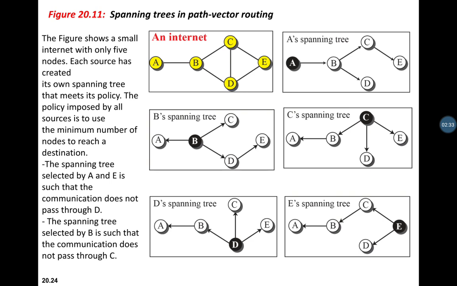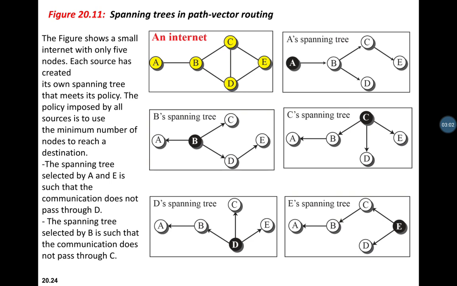So we can see in the figure here, this is a small example where there is a small internet with 5 nodes A, B, C, D, E, where each and every source has created its own spanning tree. You can see A's, B's, C's, D's, E's spanning tree that meets its policies. Here the policy imposed is the minimum number of nodes to reach the destination.